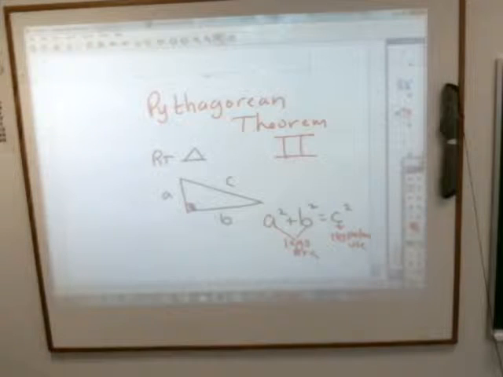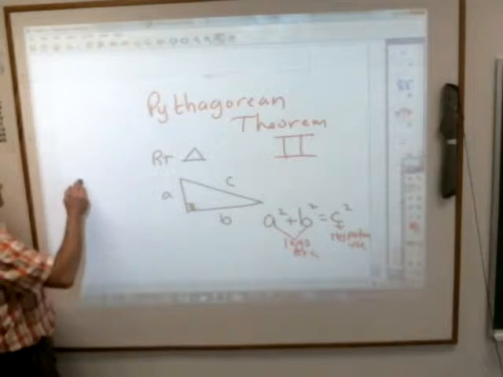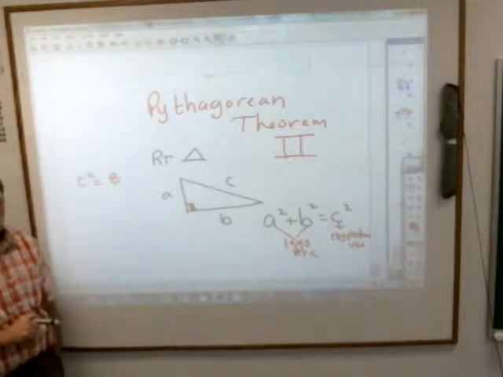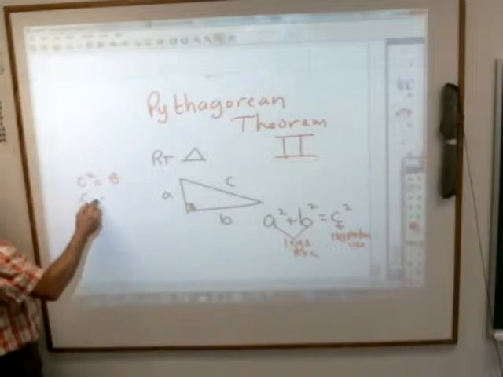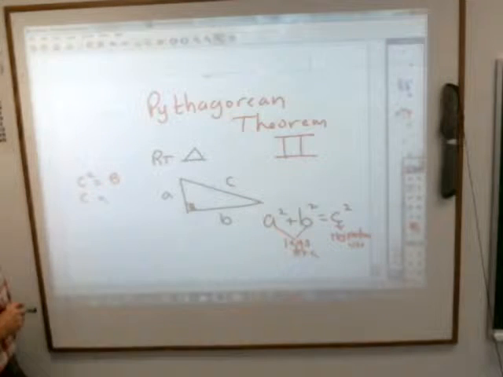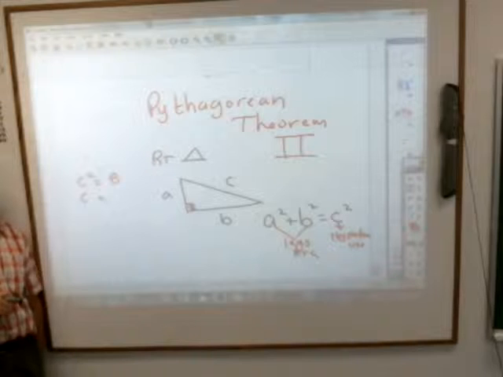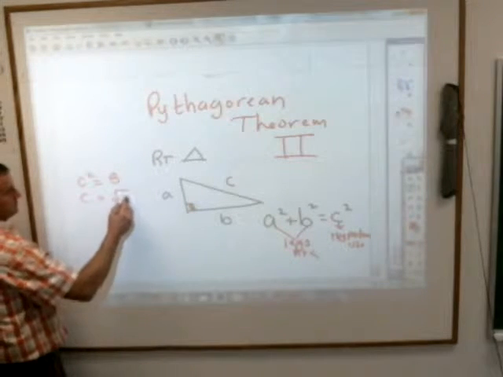Okay? And then we talked about this. In order to be able to do the Pythagorean theorem, you must understand that if you end up with c squared being 8, to go through all this again, Sam, what does c equal? C equals the square root of 8.